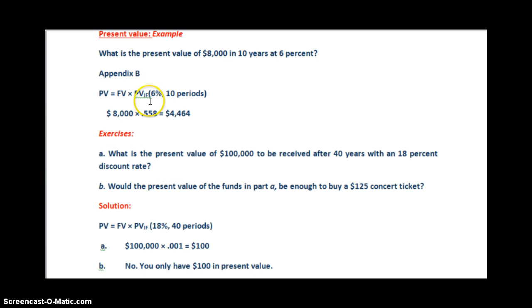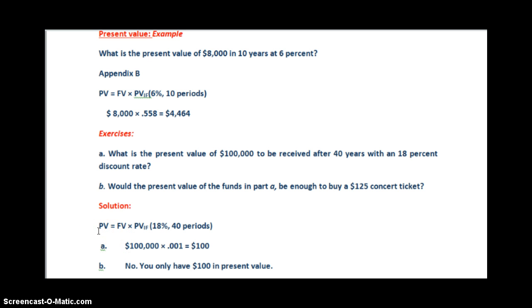Based on the examples done above, let's do this exercise on present value of money, where you use the concept which has been explained to you through the examples done before. This question is on the present value of a single sum. What is the present value of $100,000 to be received after 40 years with an 18% discount rate? You will use the Appendix B for this question, which has been showed to you.